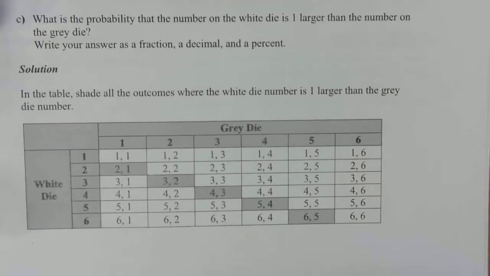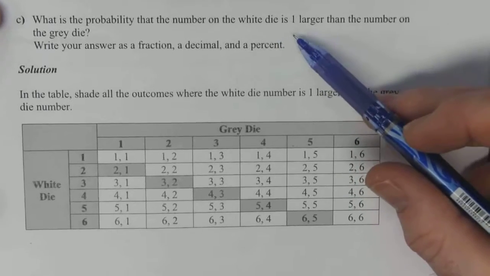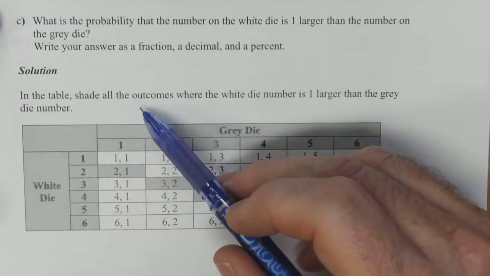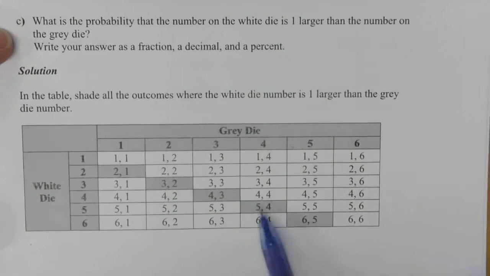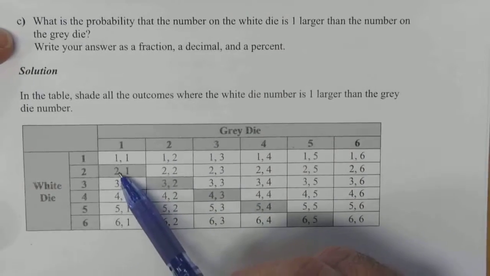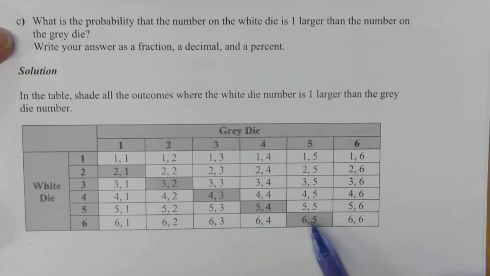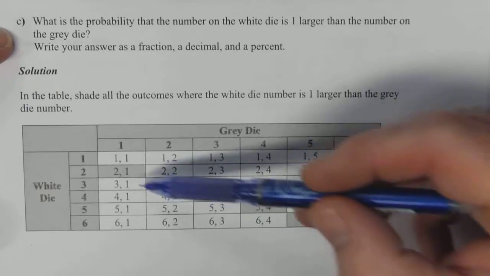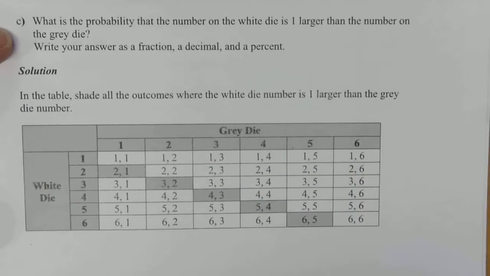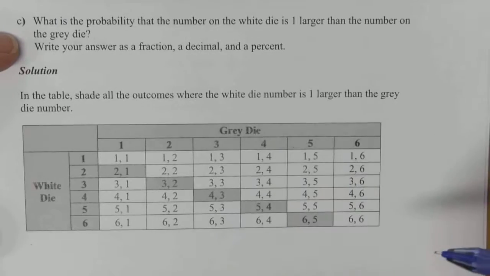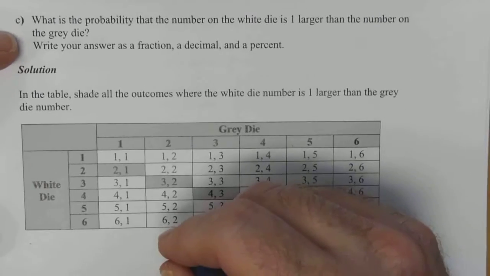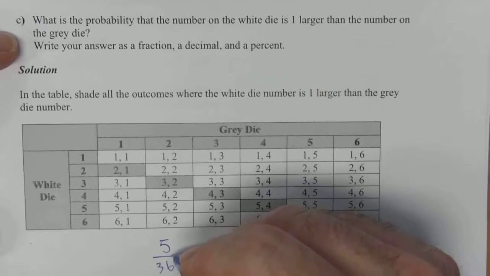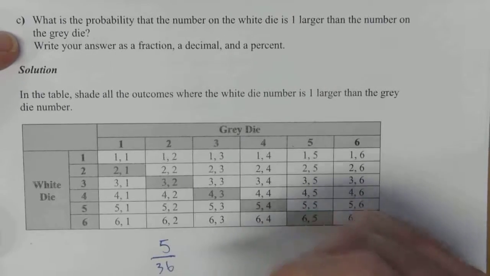What is the probability that the number on the white die is 1 larger than the number on the gray die? Well, you can go through and you'll see these gray boxes have been highlighted for us. The first number is 1 higher than the second number. And that's the only places that that happens in your chart, are on these 5 gray spots. So there are 5 of them that match that scenario. So you've got 5 favorable outcomes. Again, it's still out of 36. That number doesn't change depending on the question.